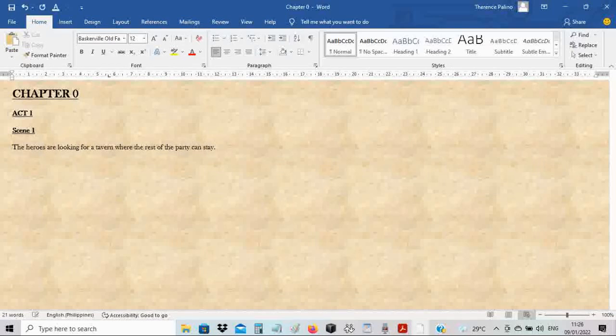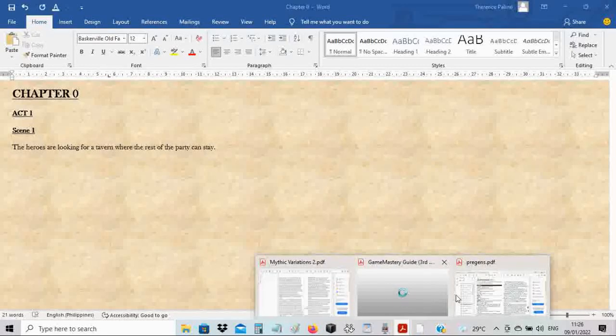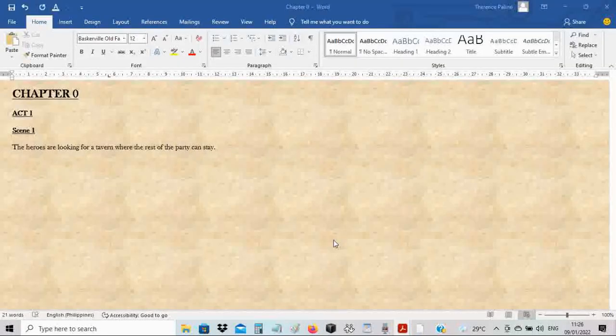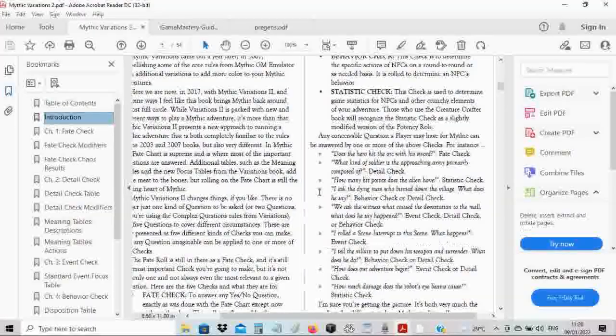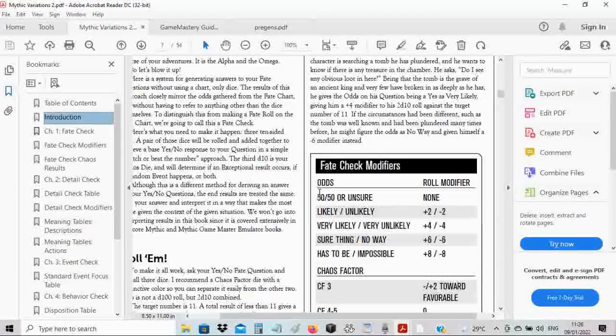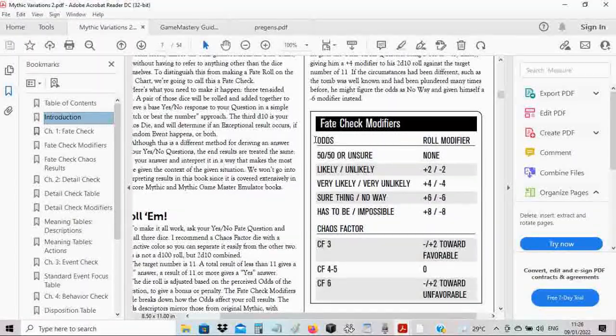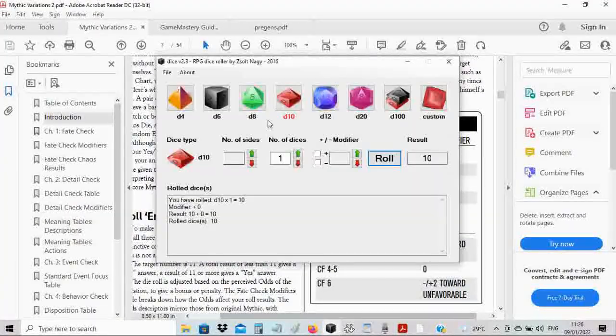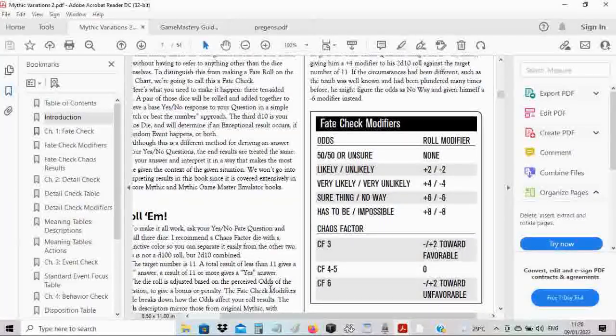So let's use the first one, the fate chart, so to speak. Okay, hold on. So here's the fate chart. See, this is the fate chart now. It's a lot smaller than what you remember, right? It's not the big grid that you had. All you need to do is roll a 2d10, or two 10-sided dice, and if it's above 11, it's a yes, but if it's below that, it's a no.